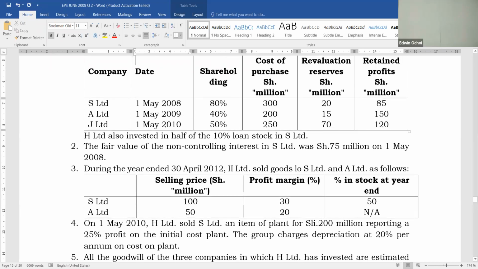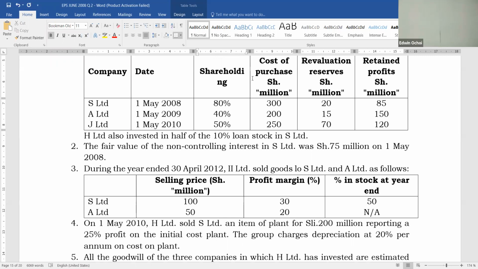So the shareholding is 80%, then 40% and 50%. Which means that S Limited was a subsidiary because it falls between 51 and 100 percent. A Limited is an associate because it falls between 20 and 49 percent. Then J is a joint venture because it is exactly 50 percent.